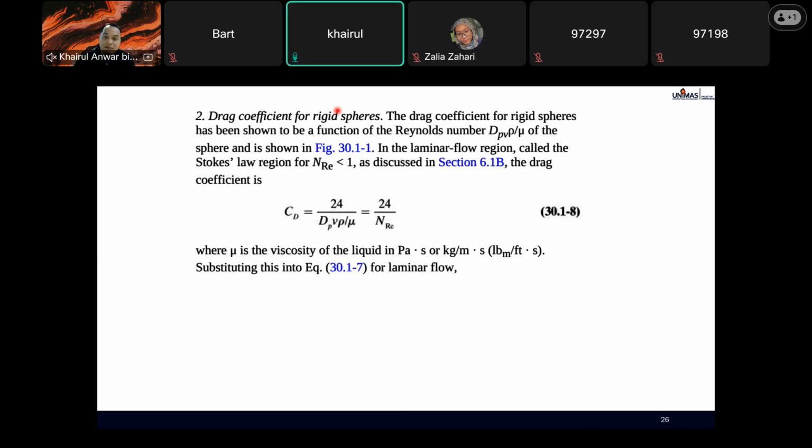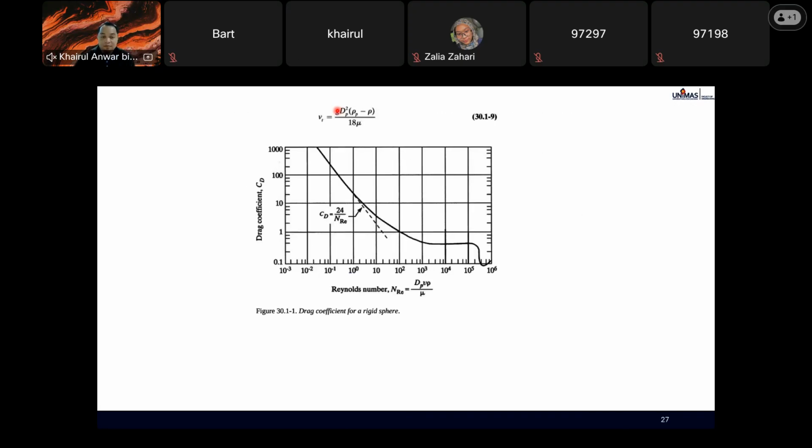So how do you know it is laminar flow? You need to do some calculation to confirm that the NRE is less than 1. Then we have this Figure 30.1-1. The drag coefficient CD is on the y-axis and NRE on the x-axis. So CD equal to 24 over NRE, this is the laminar region.